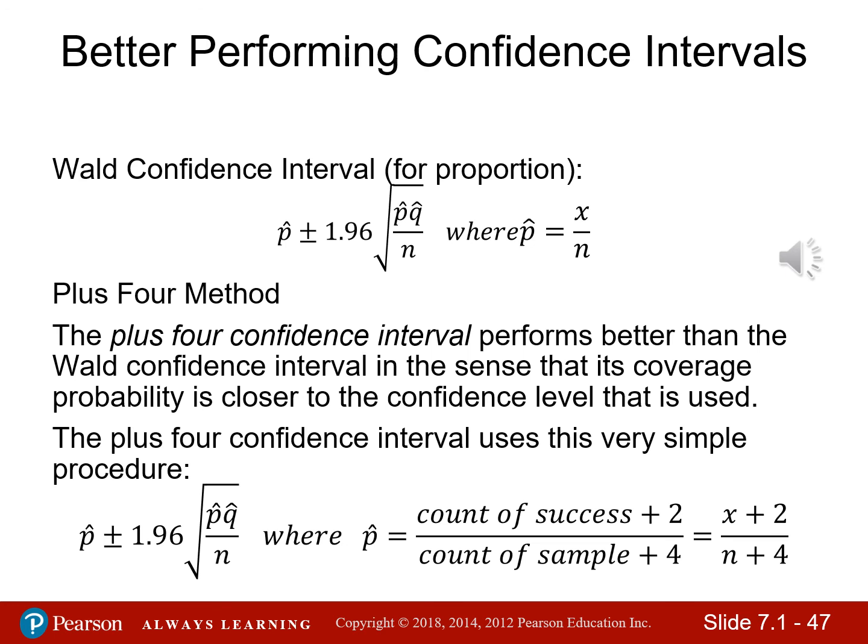So now our plus-4 confidence interval is equal to p hat plus or minus our critical value multiplied by the square root of p hat times q hat divided by n, where p hat equals the count of successes plus 2, over the sample count plus 4, which is x plus 2 over n plus 4.